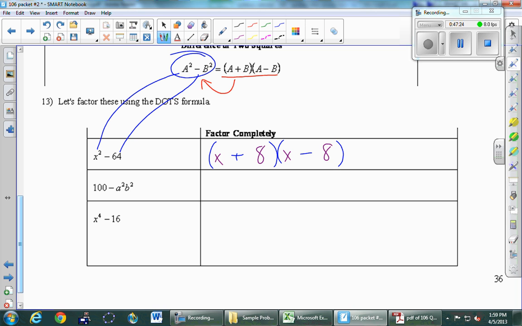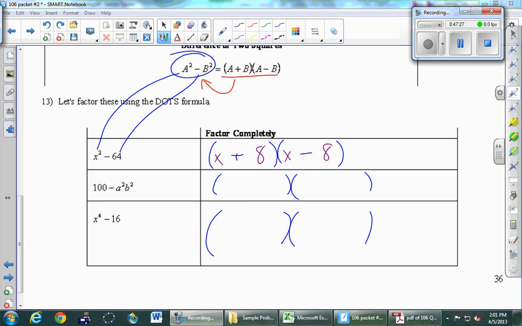See if you can try the other two rows of this using that same formula. Okay, so let's see if we can fill this in together. What number will give you 100? Something times itself? 10. Got to be the same. What will give you a squared, b squared, but they have to be the same? AB and AB. It is not okay to say, oh, I can get a squared, b squared, I'll just put a squared in one and b squared in the other. Because if you do this with one plus and one minus, it's not going to work.